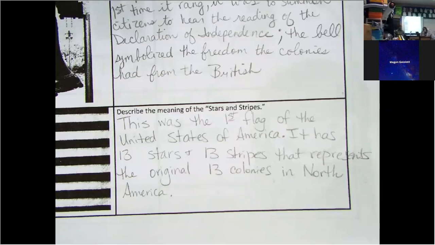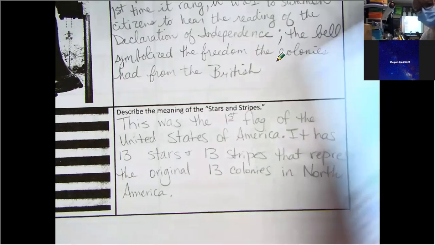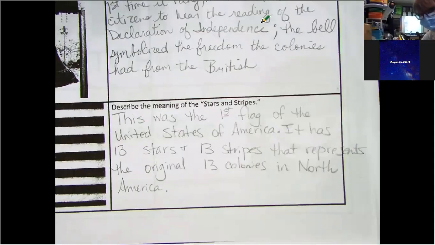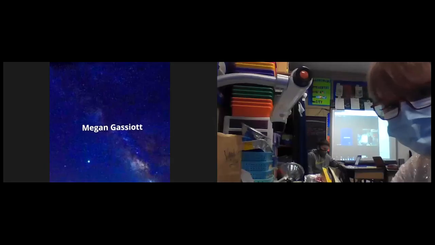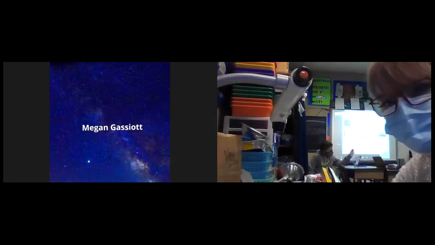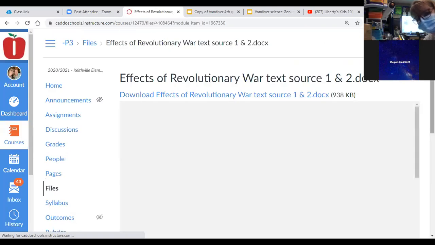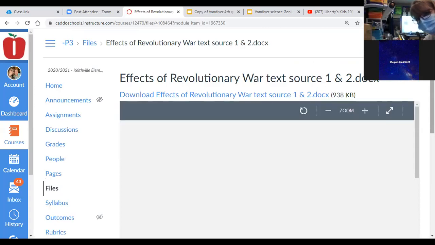Okay, has everybody got this down about stars and stripes? Have you got it, Megan? Yes, ma'am. Okay, so I'm going to stop share on this one and I shall go to Canvas, you can come in anytime now.